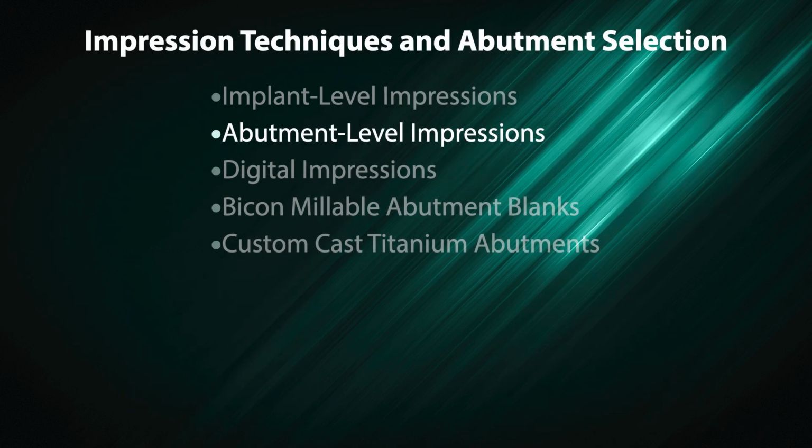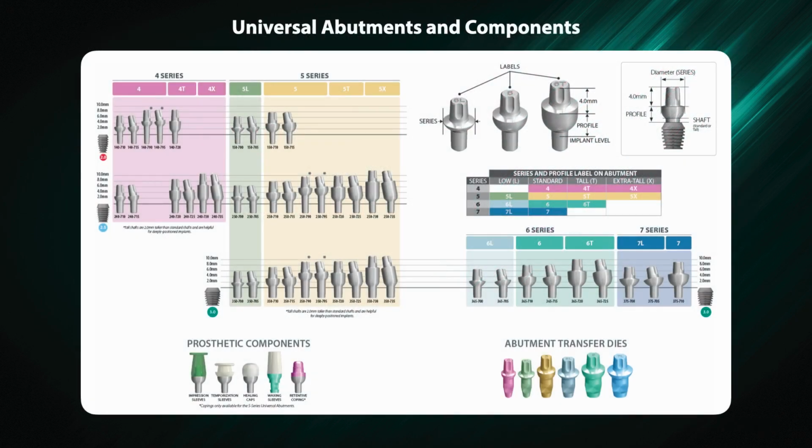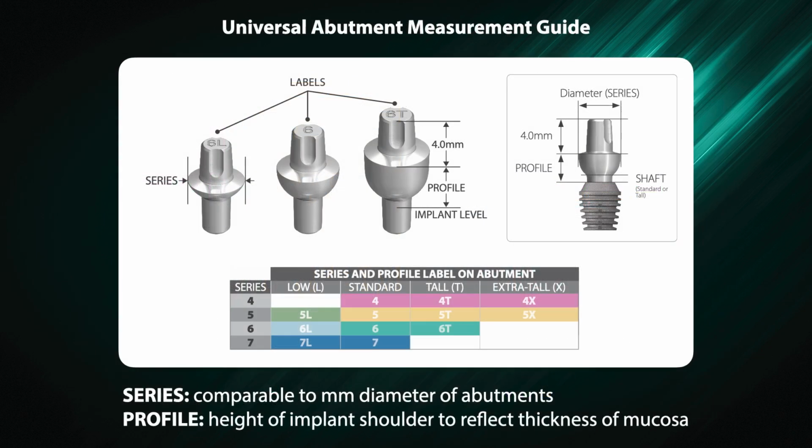Abutment level impressions. Universal abutments and components. Universal abutment measurement guide. Series is comparable to the millimeter diameter of abutments. Profile indicates the height of implant shoulder to reflect thickness of mucosa.